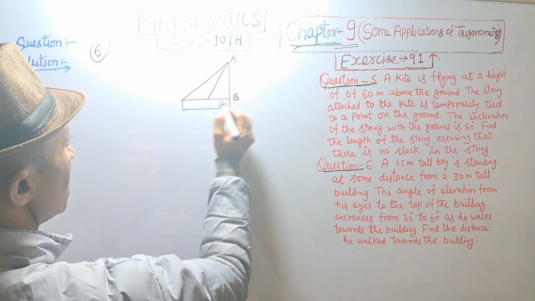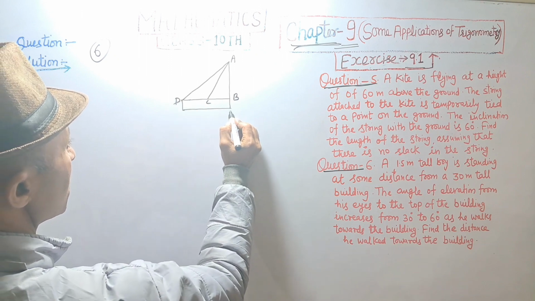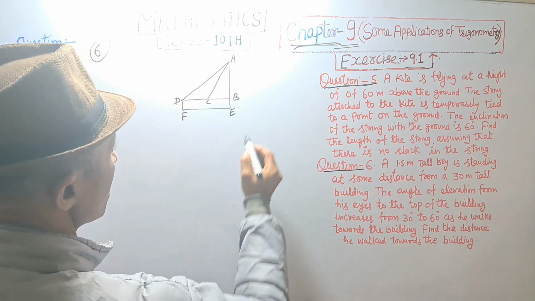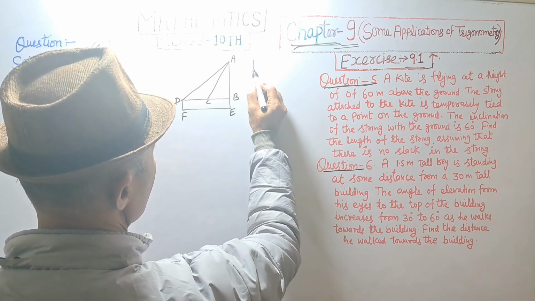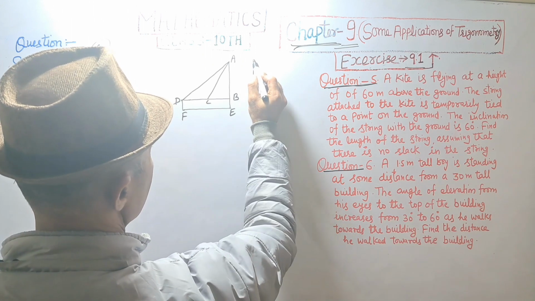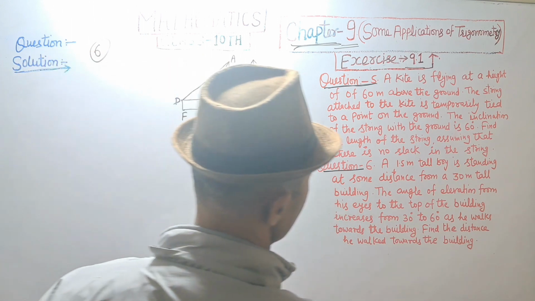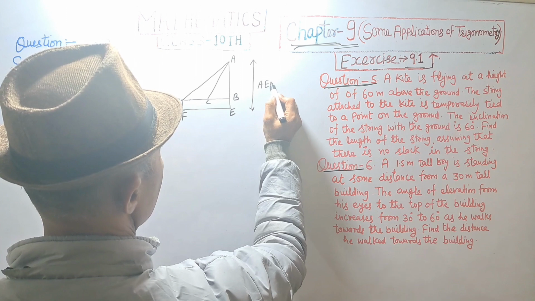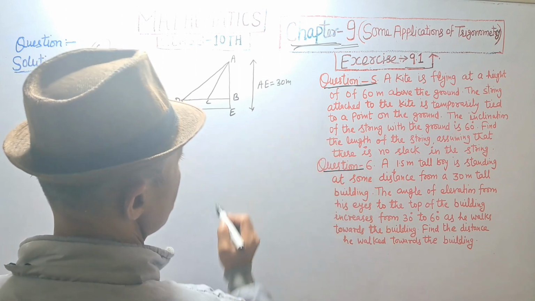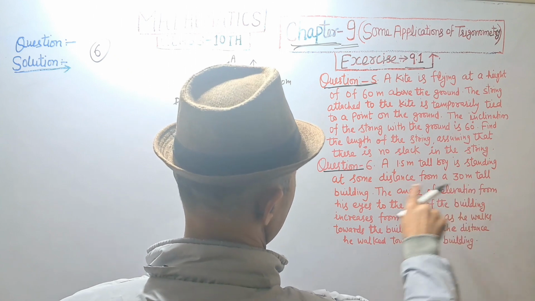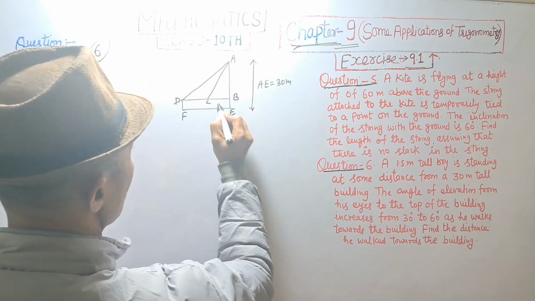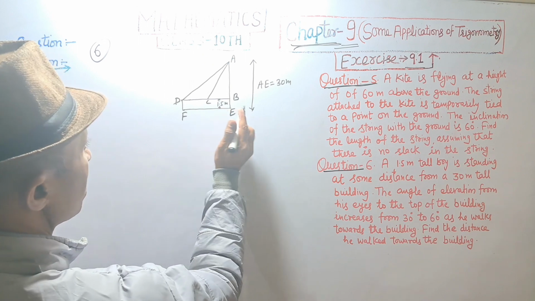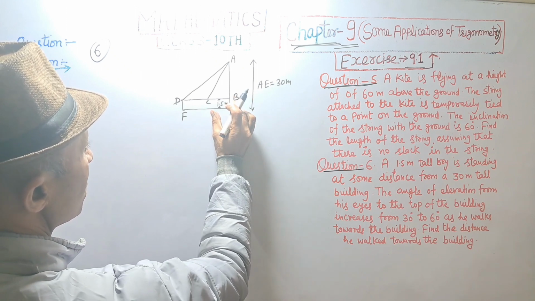A, B, C, D, E and F. Total AE is equal to 30 meters, the 30 meter tall building, and the 1.5 meter tall boy. BE is equal to 1.5 meters.